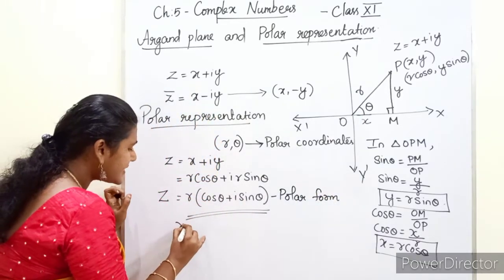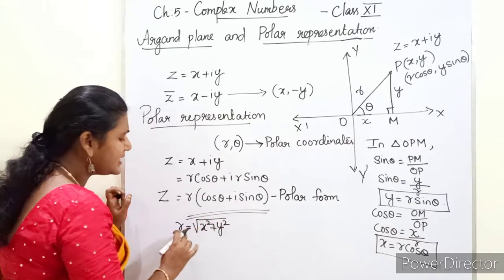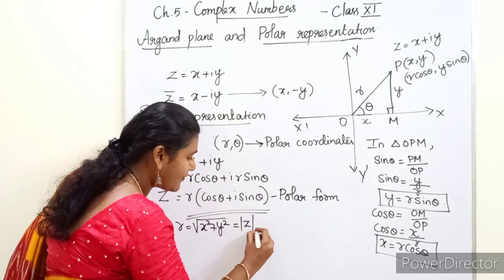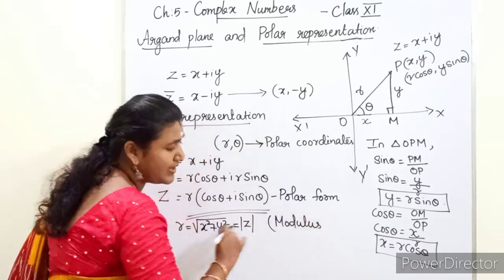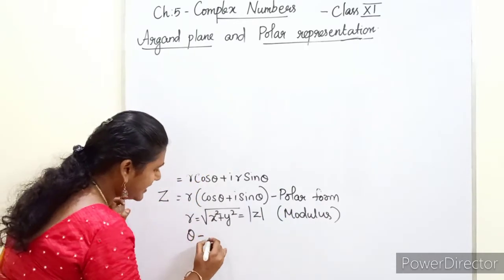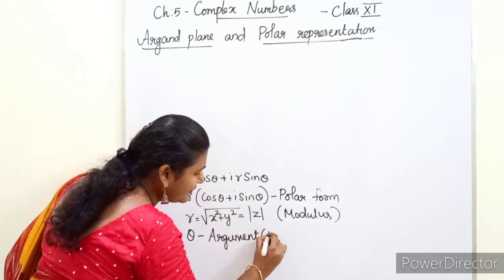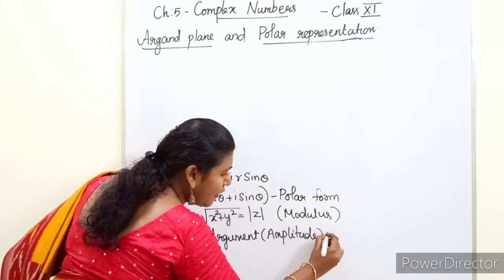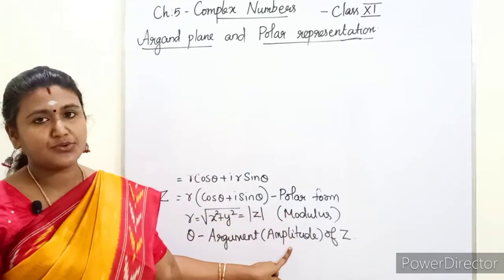Here r is equal to root of x square plus y square. This is nothing but the modulus of z. So we can call r the modulus, and theta is called the argument or amplitude of z. So this polar form we can call in another way the modulus amplitude form.